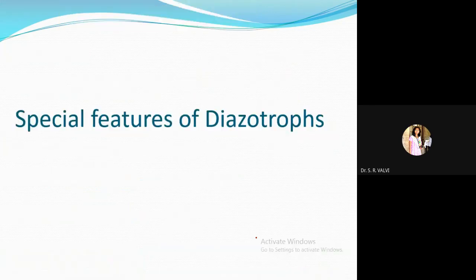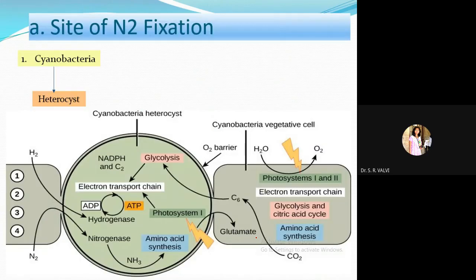Now we have to look at the special features of diazotrophs. These are very important points. Which are those special features, because of which they fix atmospheric nitrogen? What kind of features are there within these diazotrophs that help to fix atmospheric nitrogen? So see here, special features of diazotrophs. First is the site of nitrogen fixation. Which is the site for nitrogen fixation?